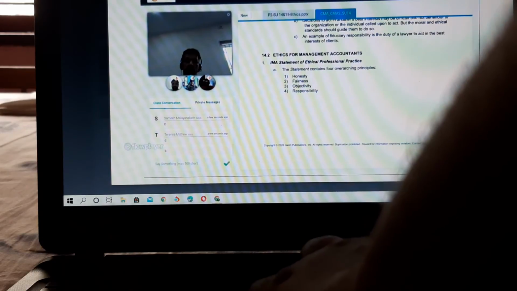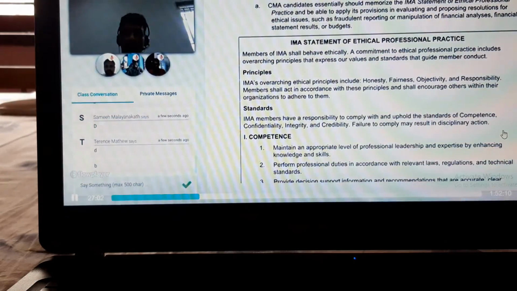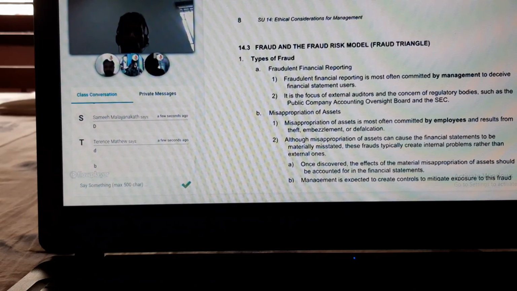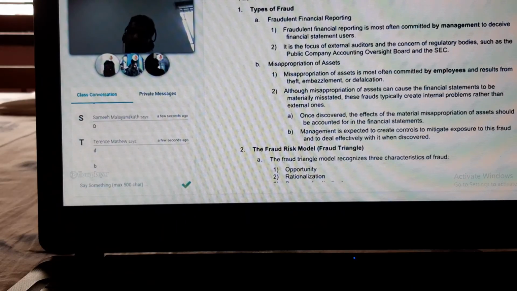So let's get into the next section, subunit. What is that about? Fraud and fraud risk model. Actually, some time back, it was ethics and risk management, right? It was together given 20-50. But now it is the same thing, but risk management has 10% weightage and ethics is given 15% weightage.